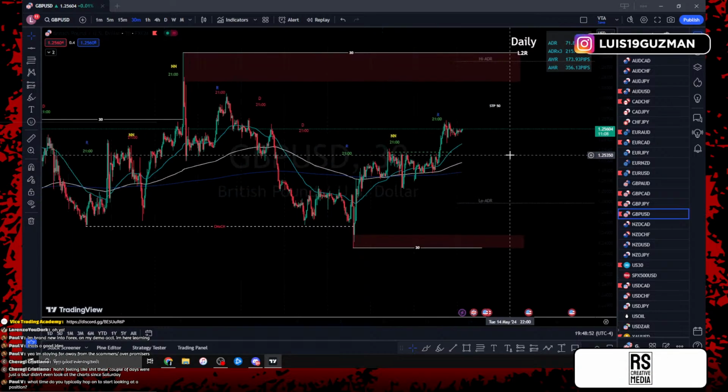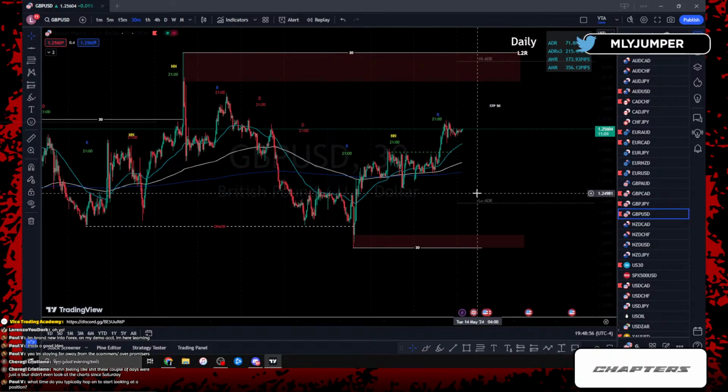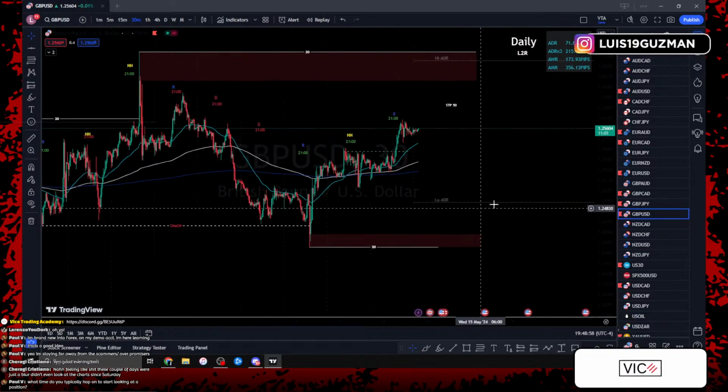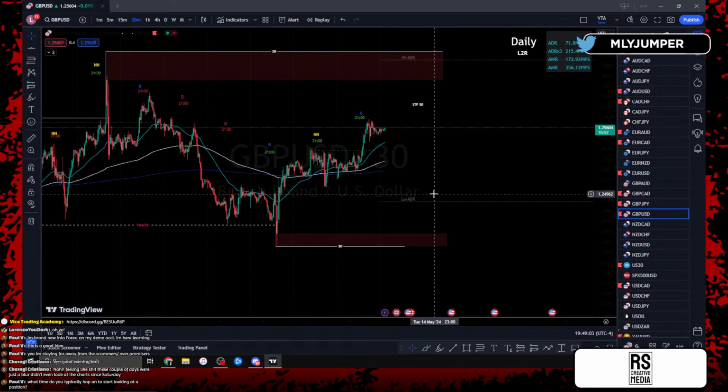So we got to wait it out. We're also in the middle of the 30-minute high and 30-minute low, so it's definitely not the best place to look for a trade. Right, again, very similar to GCAD, what happened last week, very similar to what's happening with Euro AUD or EURCAD this week as well.